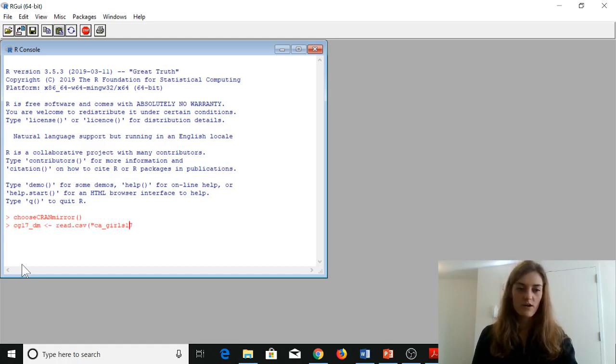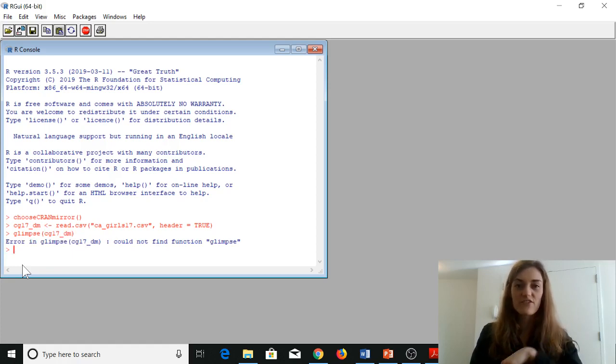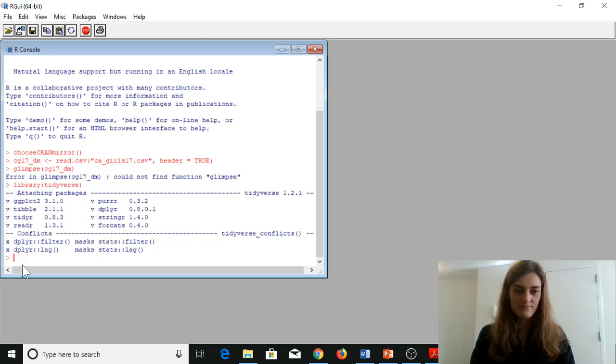Put in the assignment arrow, read.csv, the name of our CSV file, which is California _ girls 17.csv, wrapped in quotes. Header equals true. Let's just glimpse that CG 17 DM to make sure that we have it. I forgot to load the tidyverse. So call the tidyverse out of your library. And then you can call that glimpse function on this data file that we just read in.